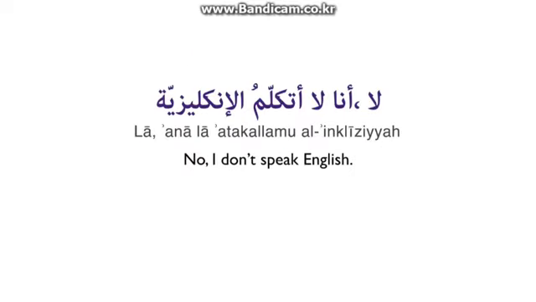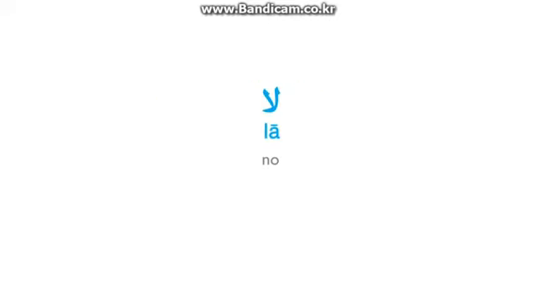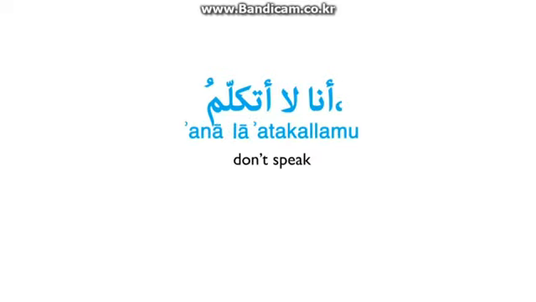Since this last one is a negative statement, we need to say لا before the verb أتكلم or speak. لا literally means no, but when placed before a verb, it negates this verb, becoming don't or doesn't. Notice also that the verb أتكلم is slightly different than تتكلم, which we learned before. Remember, the verb changes depending on the pronoun used. We are now talking about أنا, Arabic for I, thus I do not speak is أنا لا أتكلم.